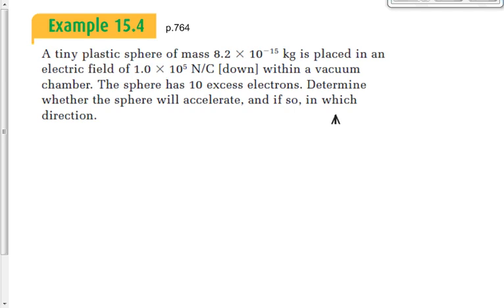Let's draw a picture, because it's a bit confusing. We have an electric field that's downward, and its value is 1 times 10 to the 5 newtons per coulomb. We have a sphere with 10 excess electrons, so it's negative, and its charge is going to be negative 1.6 times 10 to the minus 18 coulombs, because it has 10 extra electrons on it, right?